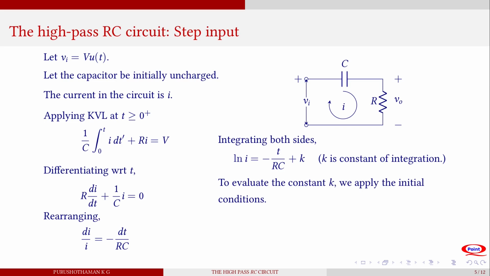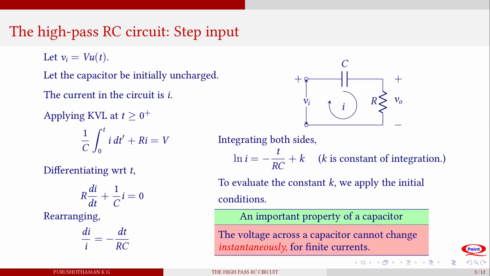There are certain initial conditions in capacitive and inductive circuits. So to apply initial conditions, we have to know an important property of the capacitor. The voltage across a capacitor cannot change instantaneously if the current is finite. So if a sudden voltage is applied at one plate of the capacitor, at the other plate exactly the same voltage will appear, so that there is no potential difference across the capacitance instantaneously.